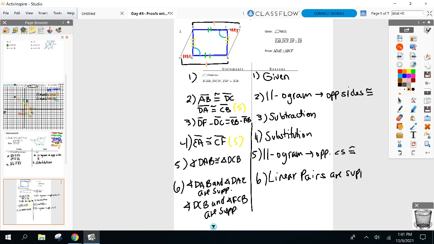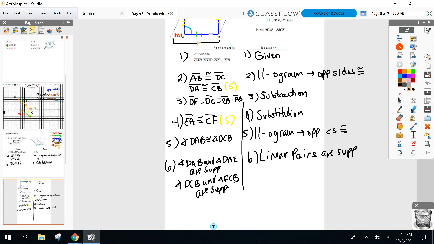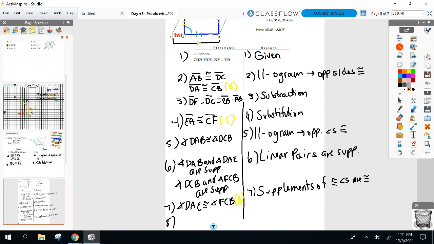Whew! Eight steps is the new norm. Now I can say angle DAE is congruent to angle FCB. Supplements of congruent angles are congruent. Yep. And then you got your triangles congruent. Got to put my A in there next to the angles. Triangle DAE is congruent to triangle BCF.